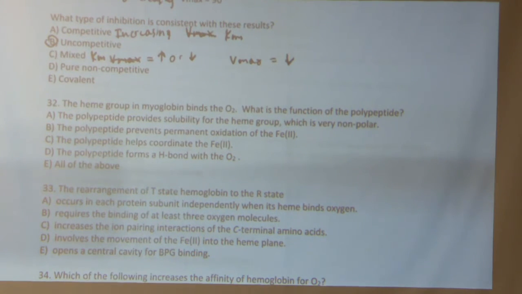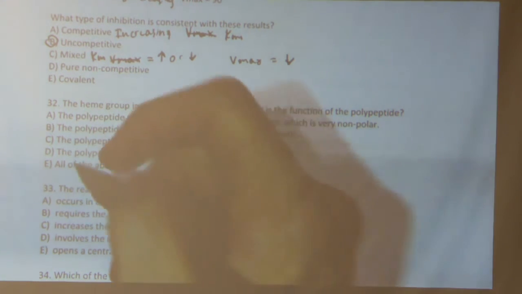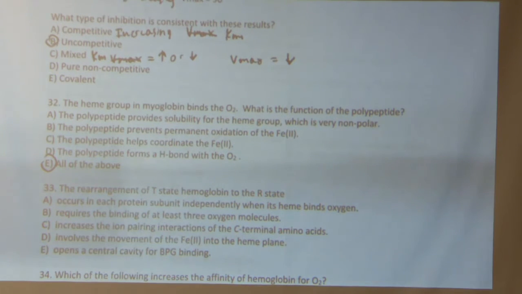The heme group in myoglobin binds the O2, oxygen, which is the function of the polypeptide. All of the above? Yes? Awesome. So the polypeptide provides stability for the heme group, which is very nonpolar. That is true. B, the polypeptide prevents permanent oxidation of iron 2, which is also true.